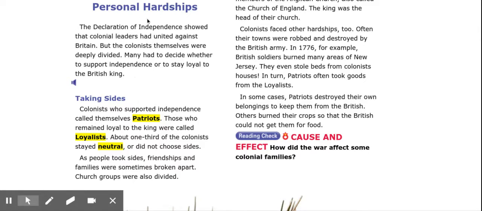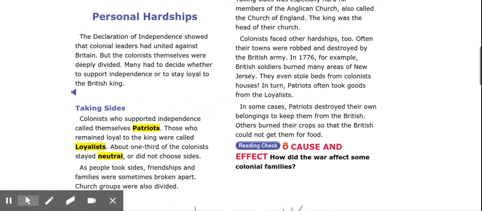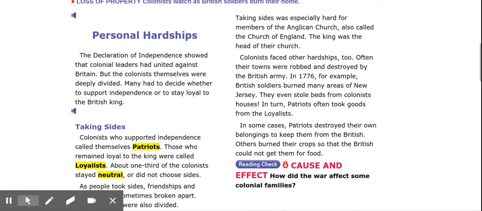Even though the Declaration of Independence showed that colonial leaders had united against Britain, not all the colonists had united against Britain. The country was somewhat divided. The people that belonged to the Church of England, or the Anglican Church, had a very difficult time picking sides because the king was also the leader of their church.